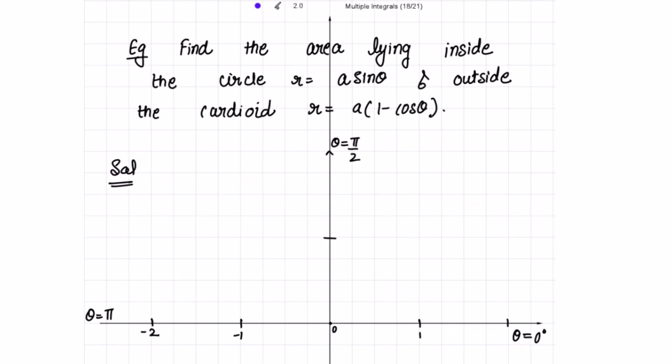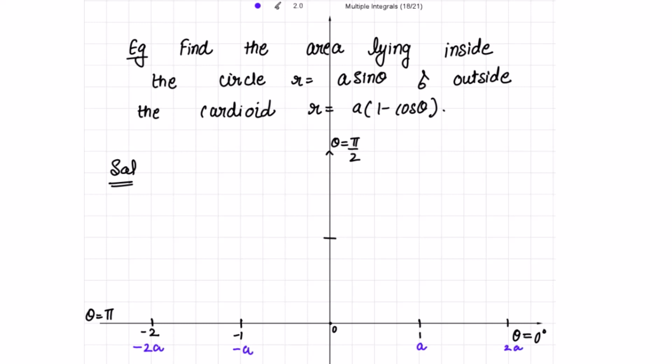So let's move on to the exercise. Find the area lying inside the circle r equal to a sine theta and outside the cardioid r equal to a into 1 minus cos theta. So I have to plot the circle and the cardioid together here. So for circle, I already know that this is the radius. Let's say this is a and this is negative a, this is negative 2a, and this is 2a.